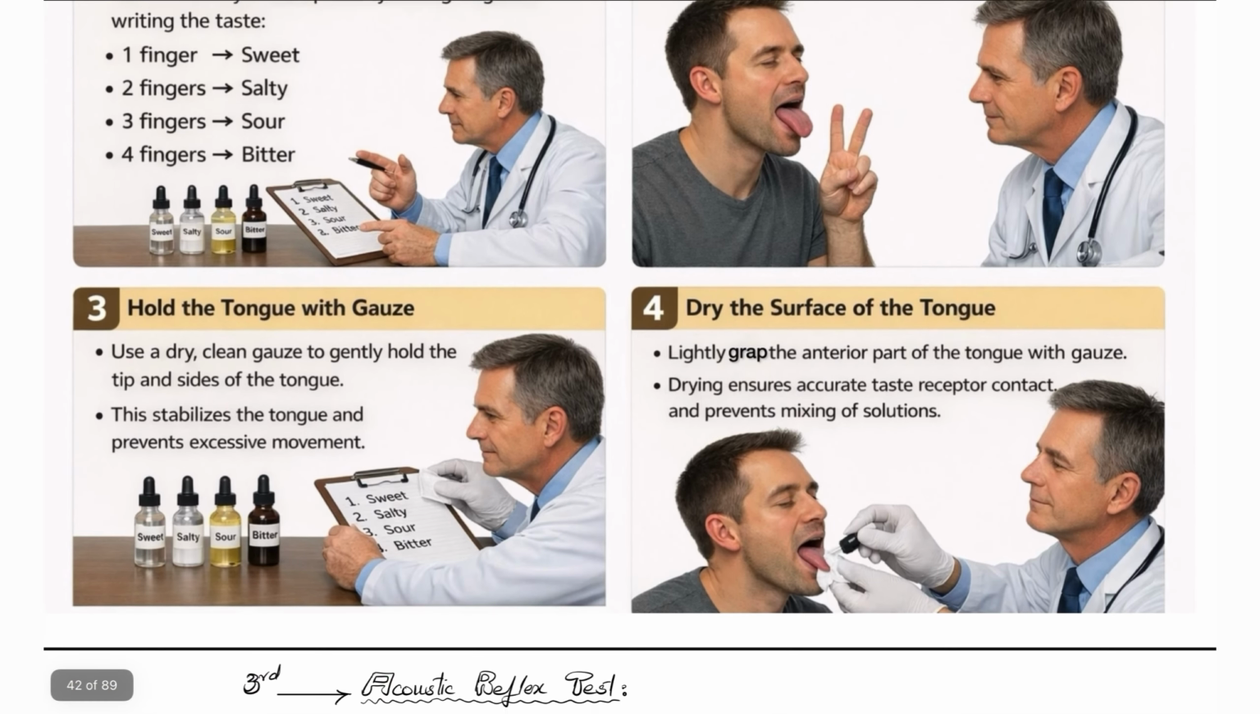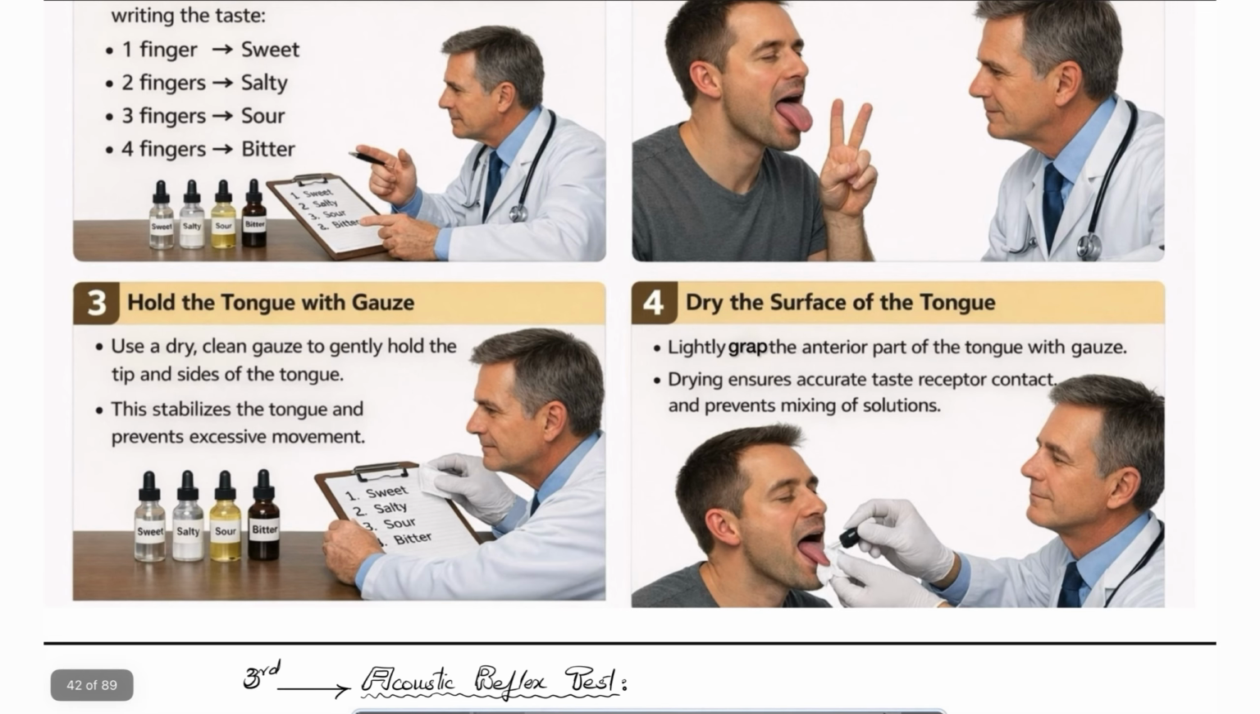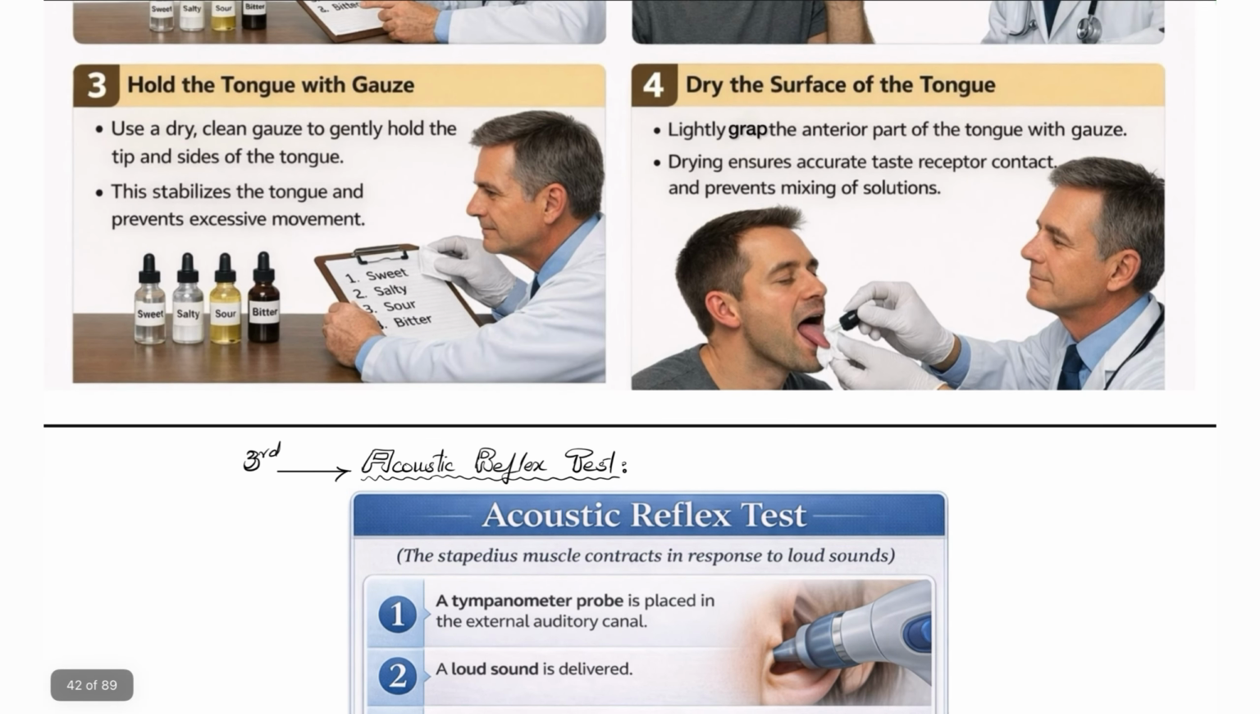Then ask the patient to protrude his tongue and make sure that his mouth remains slightly open, and then hold the tongue with a clean and dry gauze to stabilize the tongue and prevent excessive movement. And before that, dry the surface of the tongue to prevent mixing of solution. And then evaluate whether the patient can appreciate the 4 tests or not.